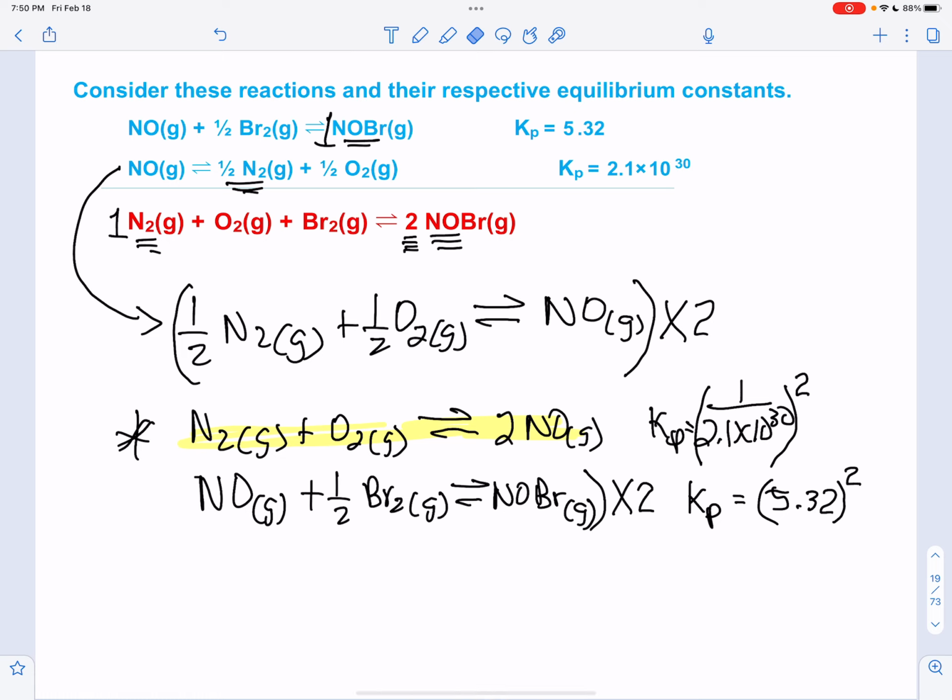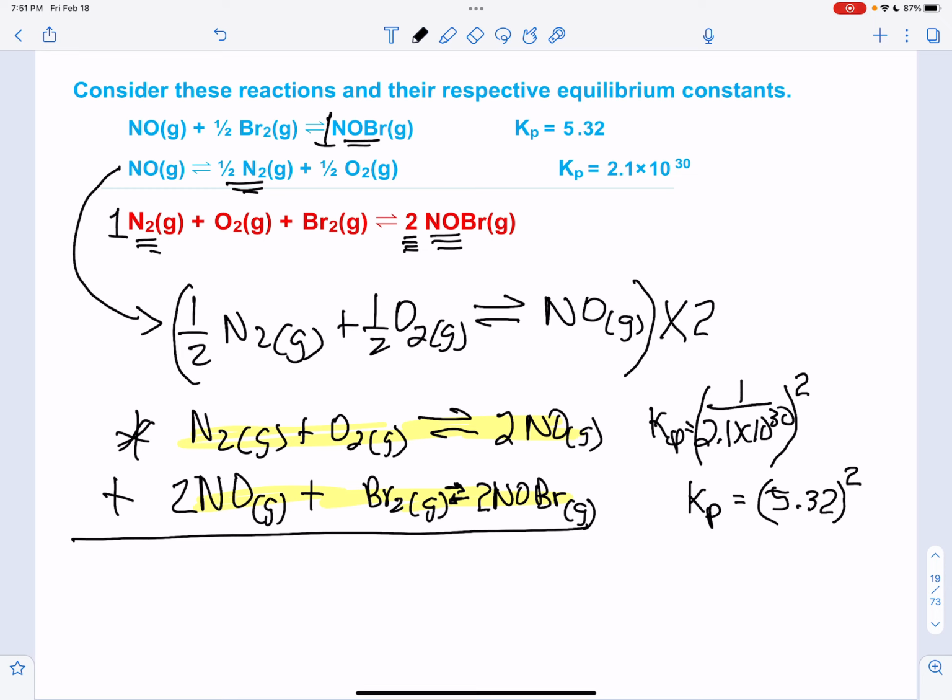So this becomes a 2. This becomes a 1. And this becomes a 2. So these are the 2 reactions that I'm going to combine. So what do I get?